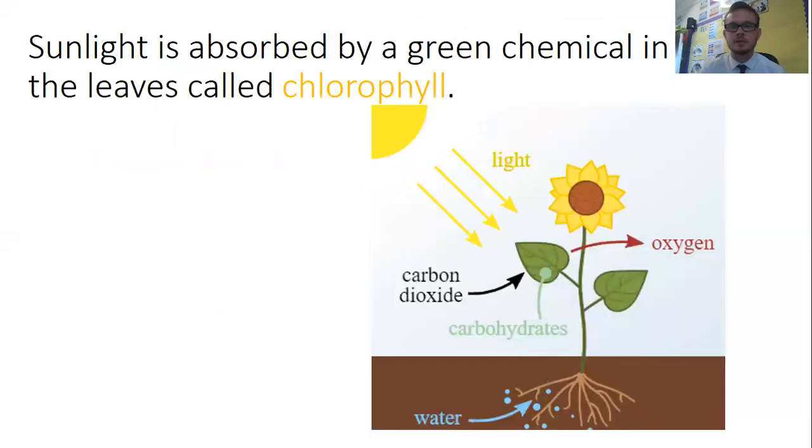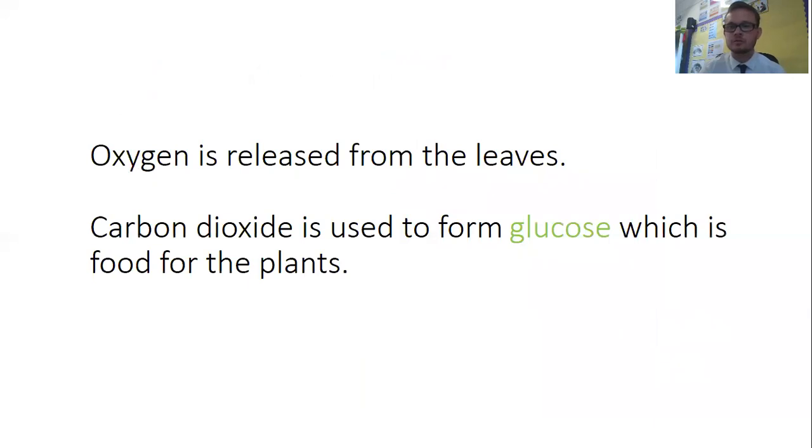The sunlight is absorbed by a green chemical in the leaves called chlorophyll, and then the oxygen is released from the leaves. The carbon dioxide is then used to form glucose, which is the food for our plants.